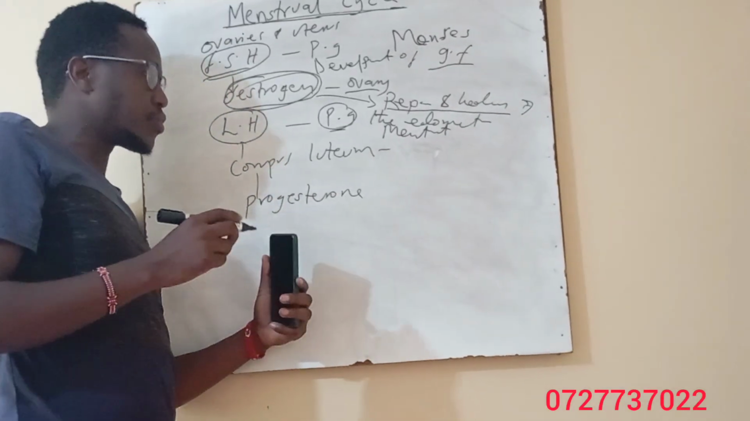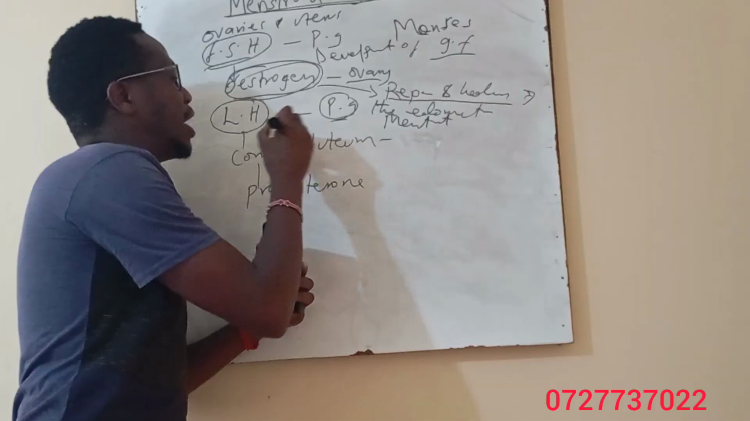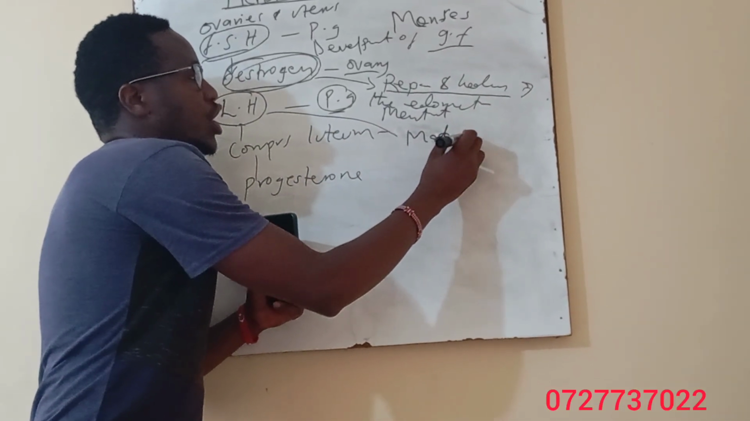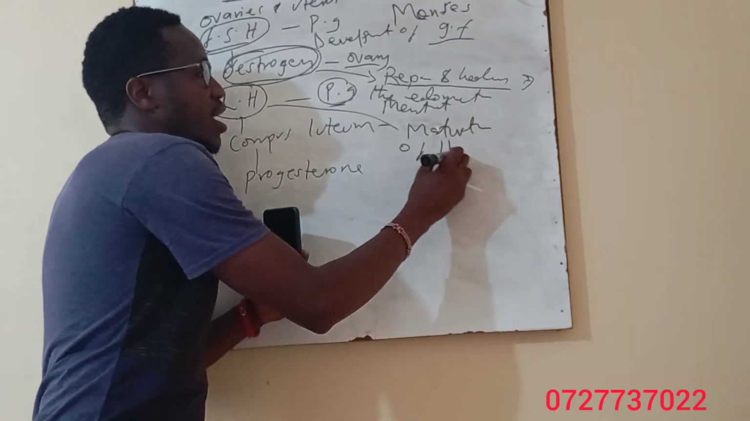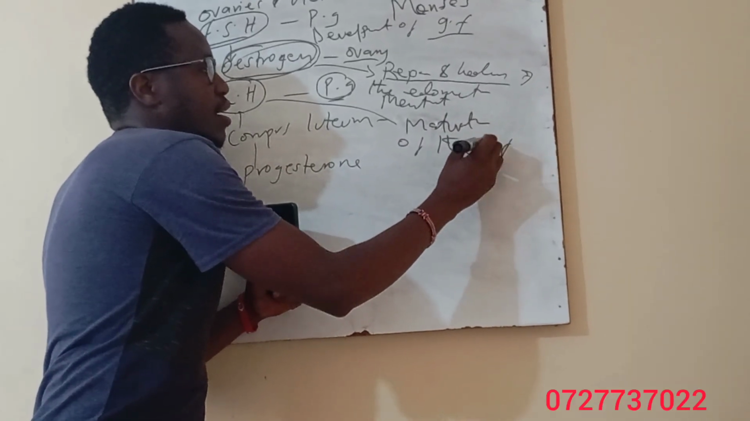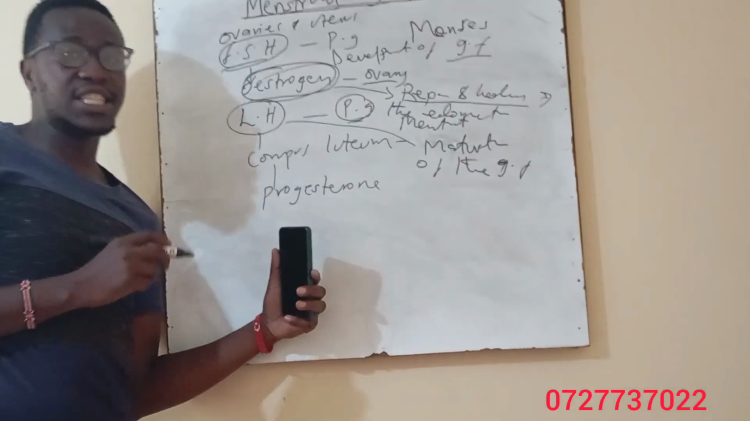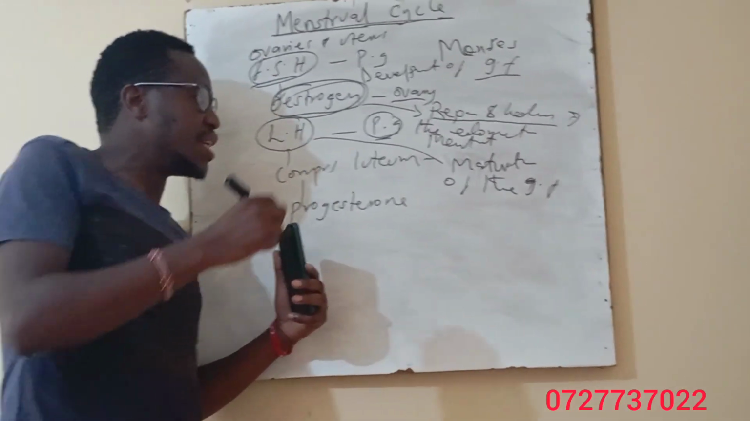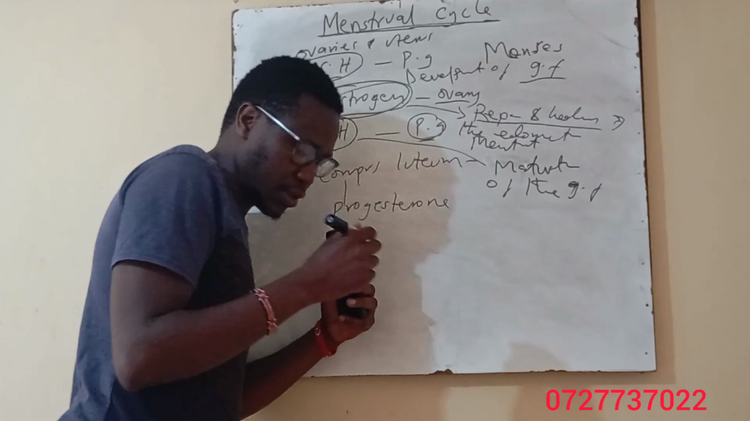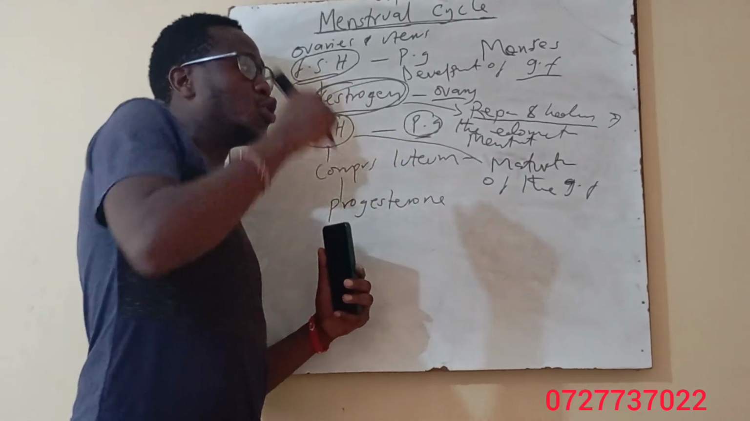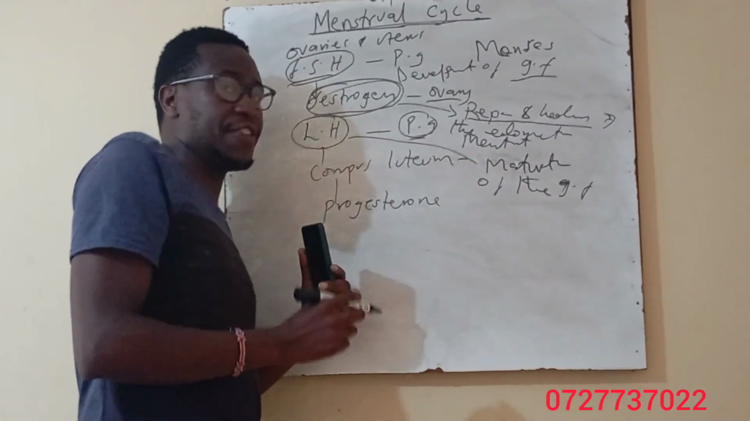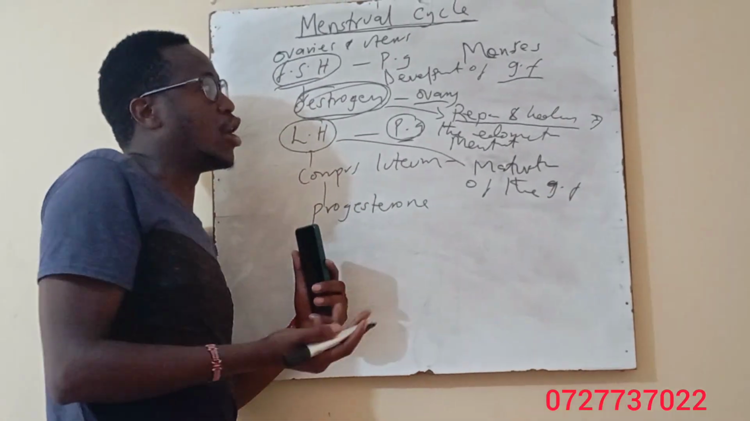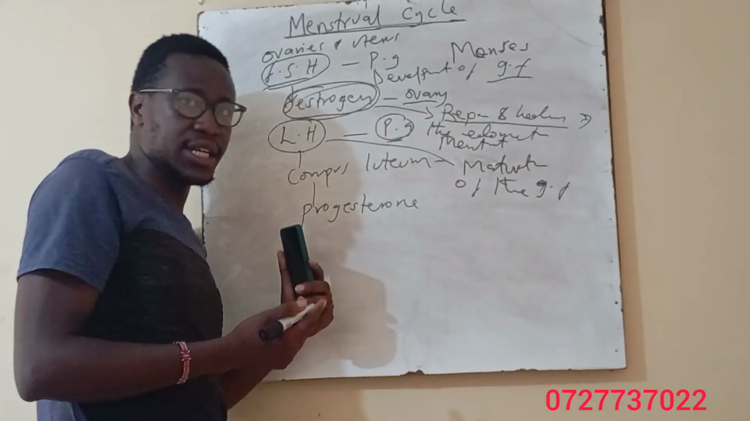The luteinizing hormone brings about maturation of the Graafian follicle. Now the Graafian follicles have been developed. They have matured.